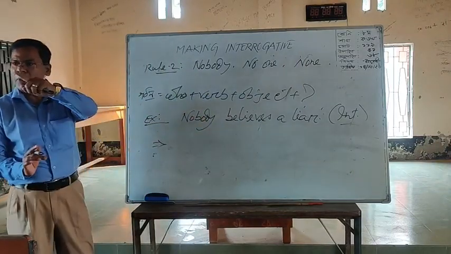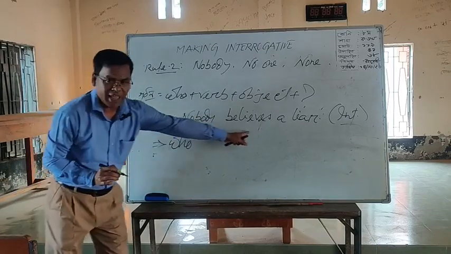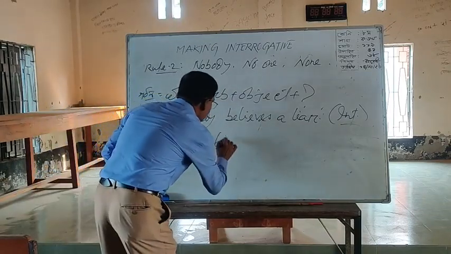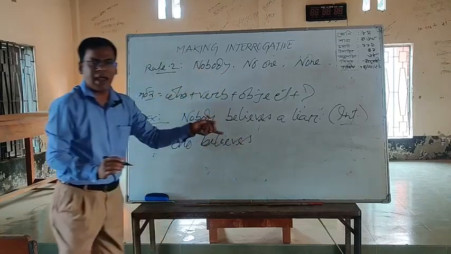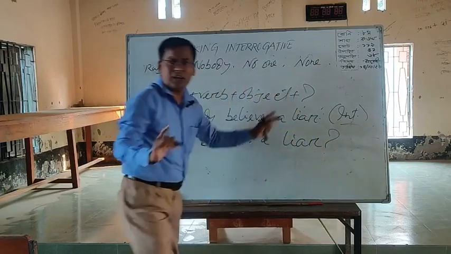Who? What do we need first? We wrote who. Next, what are we asked to write? What is the verb here? Believes. So, who believes? And object. What is the object here? A liar. And note of interrogation, never forget to use this note of interrogation sign.